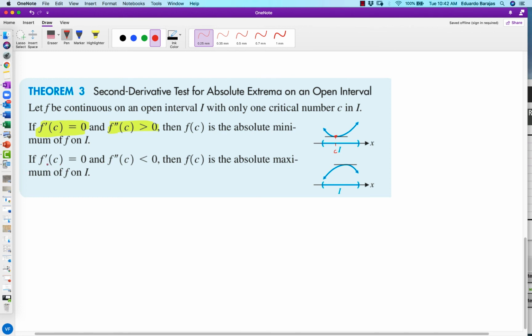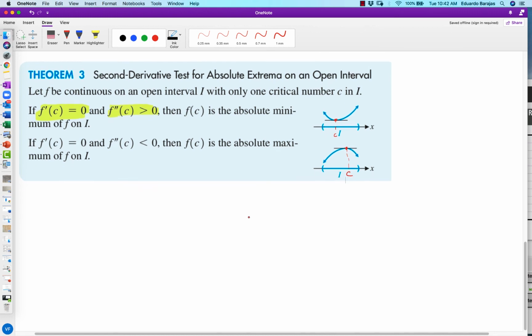Likewise, if the first derivative value at c equals zero and the second derivative value at c is negative, remember, second derivative negative means that the function is concave down. And so we'll have one value in there like this. So that will be our absolute maximum. All right, let's look at an example.